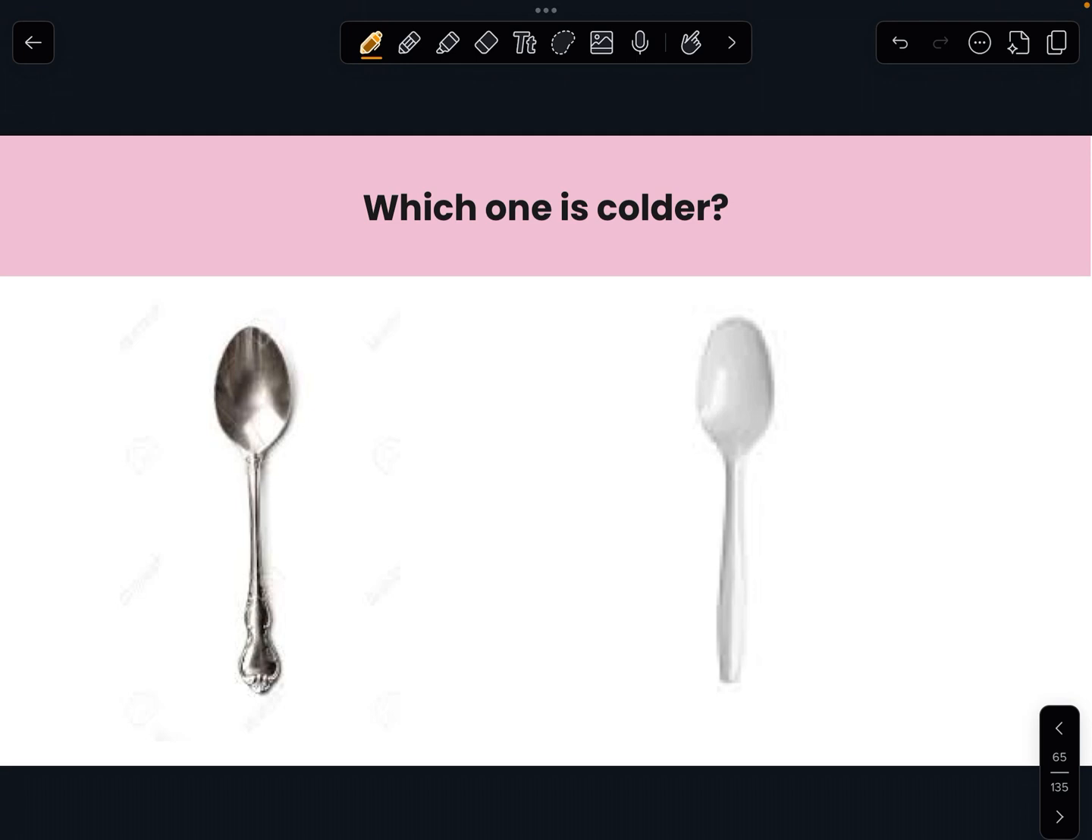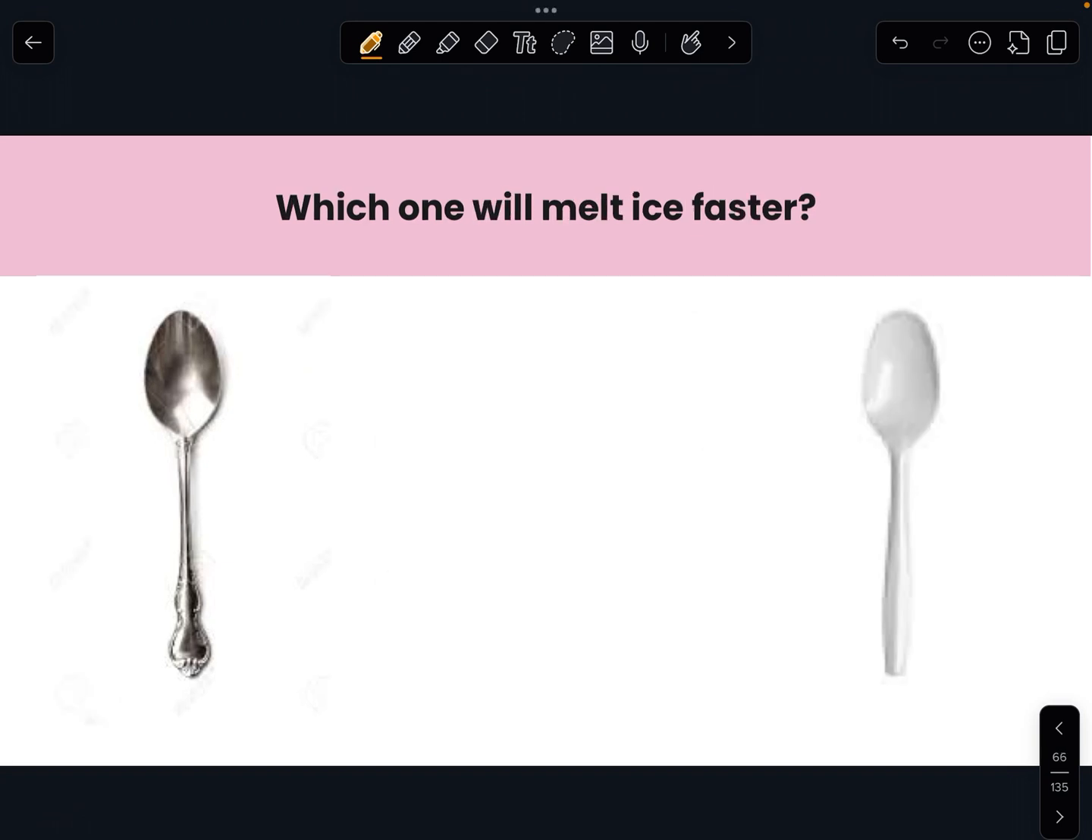So I want you to take a second and think, if you were to touch a metal spoon and then touch a plastic spoon, which one do you think would feel the coldest? The metal one or the plastic one? Now I want you to think, which one would melt ice faster? So if I was to put a little piece of ice, and I can maybe just draw it, right here, which spoon would the ice start melting faster?